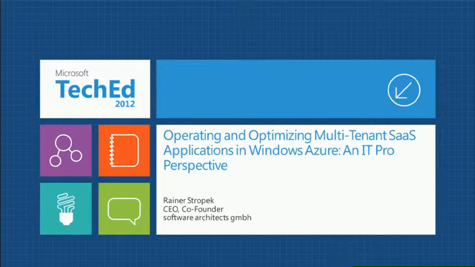My name is Rainer Stropek. As you might see from my jacket, I am from Austria, so Europe is my home continent, and I love to present here in Amsterdam about the topic of optimizing and operating multi-tenant software as a service solutions, and think about this topic from an ITPro perspective. So this is definitely not a developer session.